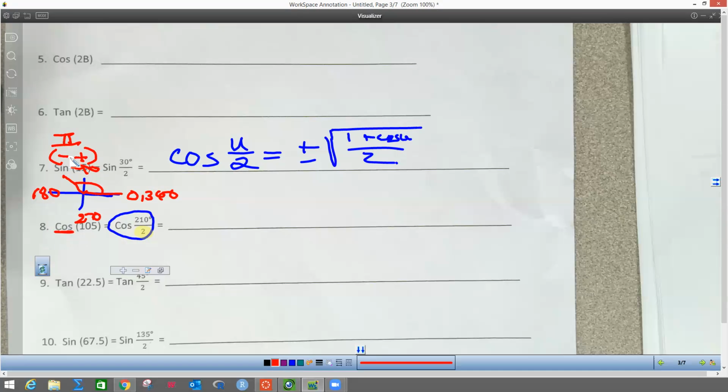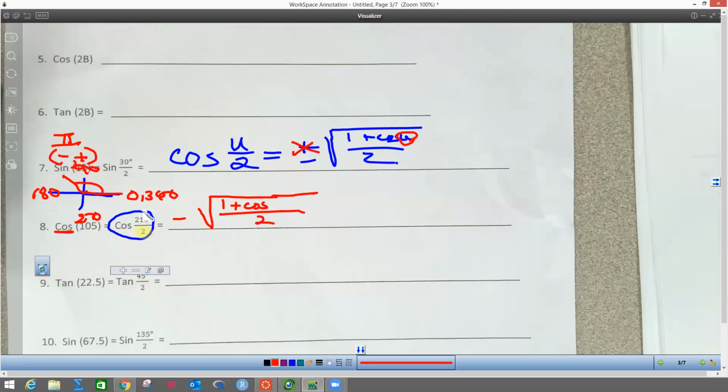Which variable out of these two is the cosine? The negative one. That's right, negative. So that means we are not going to use the positive on this answer. So this is going to be a negative square root of 1 plus cosine. Now we're going to have a 2 down here. Now, this is u.